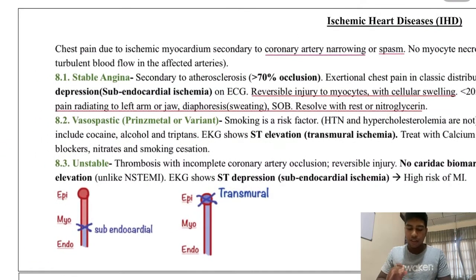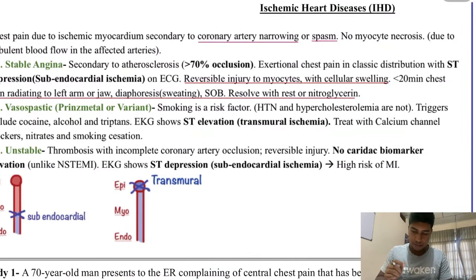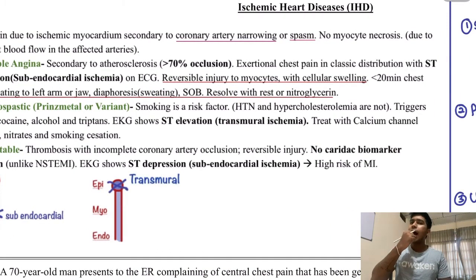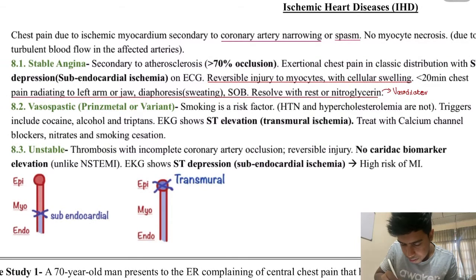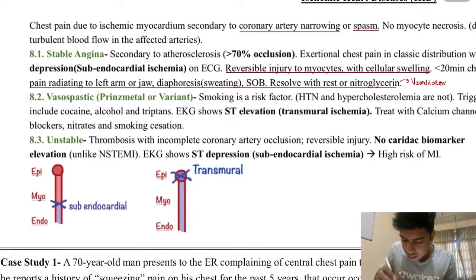This resolves with rest or sublingual nitroglycerin. You place the nitroglycerin under the tongue because there are a lot of blood vessels to absorb the nitroglycerin. Nitroglycerin is a vasodilator. It dilates the blood vessels.